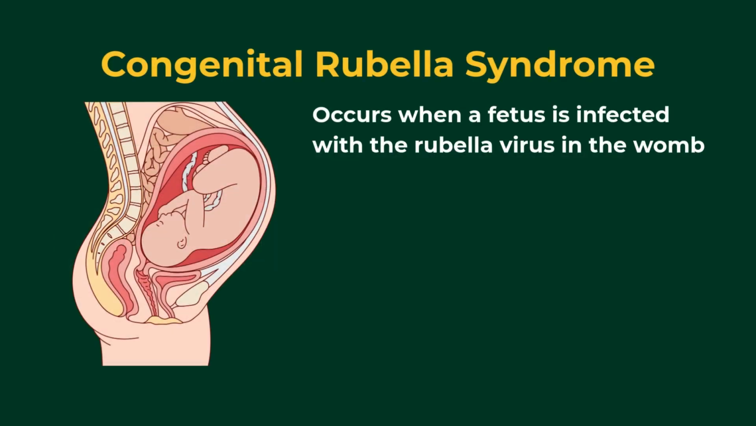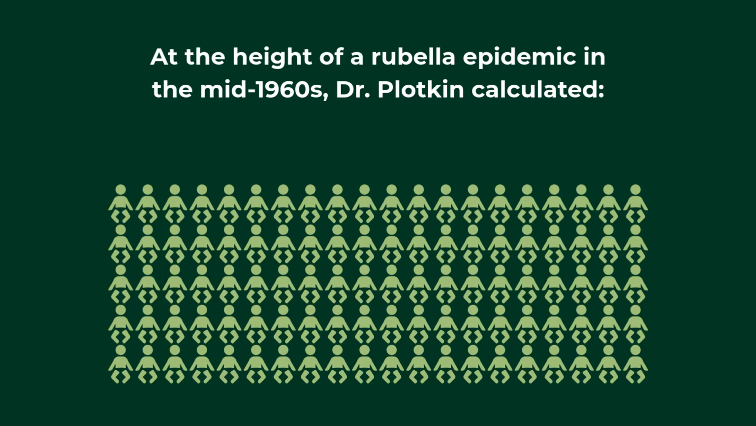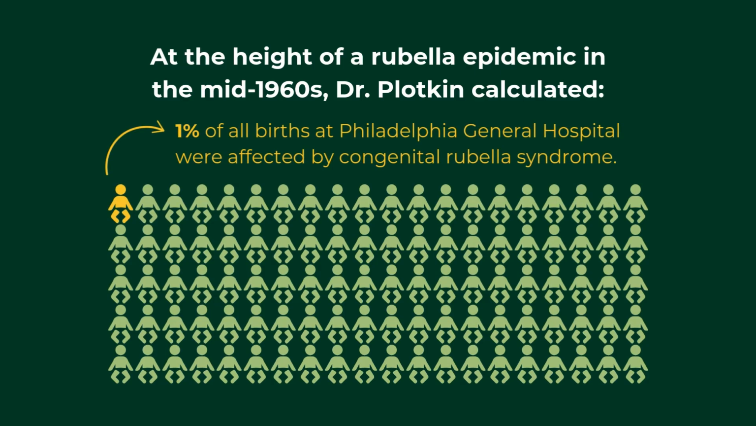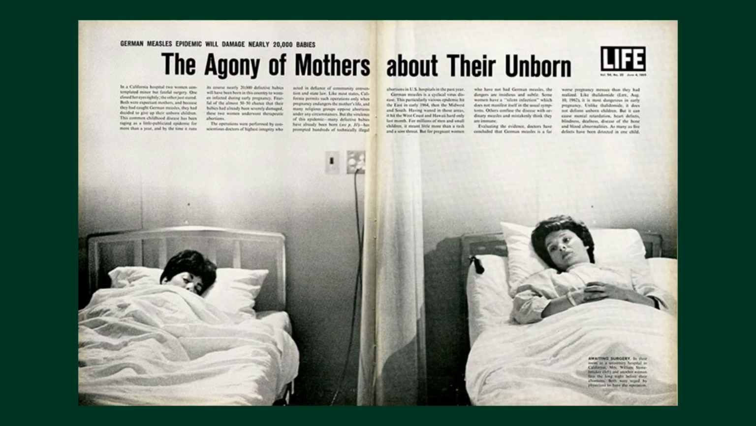Congenital rubella syndrome is a condition that occurs when a fetus is infected with the rubella virus in the womb. It can cause a range of birth defects, including but not limited to deafness, heart disease, encephalitis, eye issues, and pneumonia. At the height of a rubella epidemic in the mid-1960s, Dr. Plotkin calculated that 1% of all births at Philadelphia General Hospital were affected by congenital rubella syndrome. In some cases, women who were infected with rubella while pregnant terminated their pregnancies due to the risk of severe birth defects caused by congenital rubella syndrome.